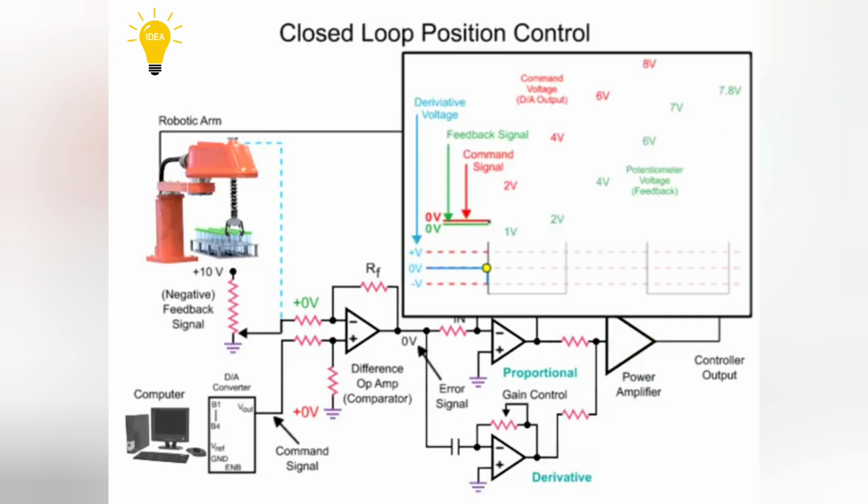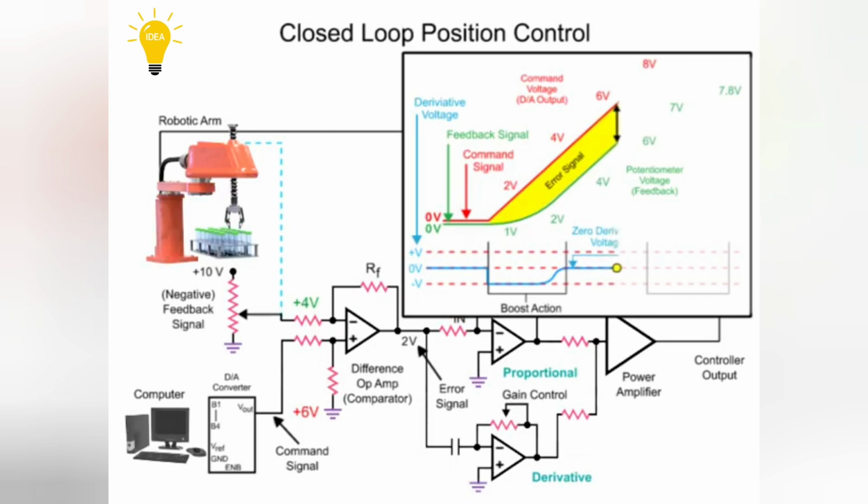The error becomes constant when the voltage from the potentiometer indicates that the robotic arm's position is changing at a constant rate of the command signal. At this time, the derivative voltage changes to 0 volts and the proportional amplifier continues to produce a voltage. As the command signal stops changing, the robotic arm continues to move with a decreasing error signal. As the error is reduced, the derivative amplifier output voltage changes polarity and cancels the proportional voltage.